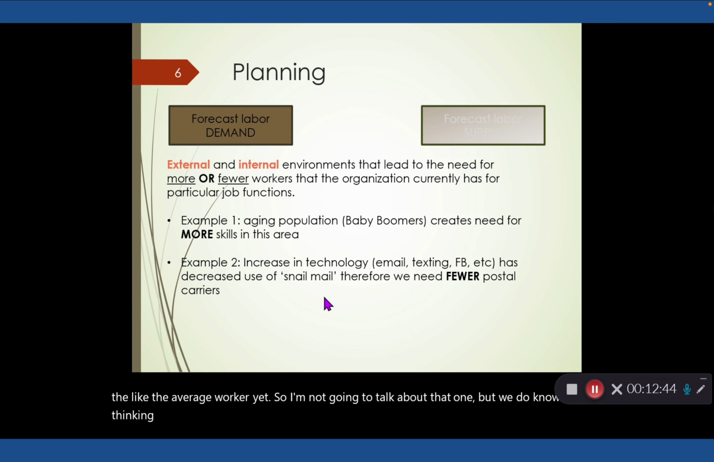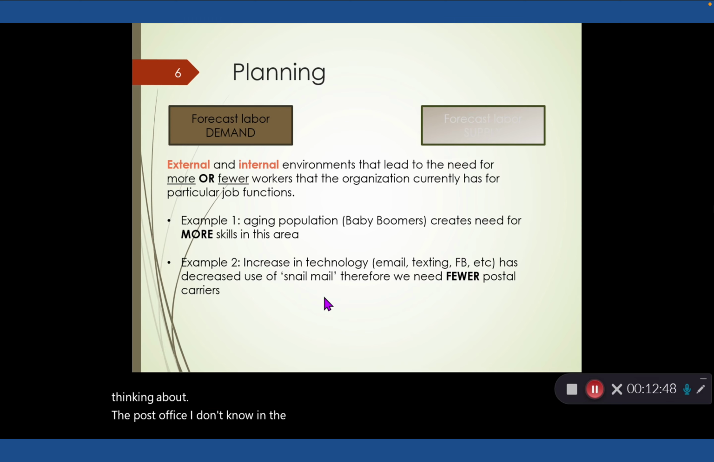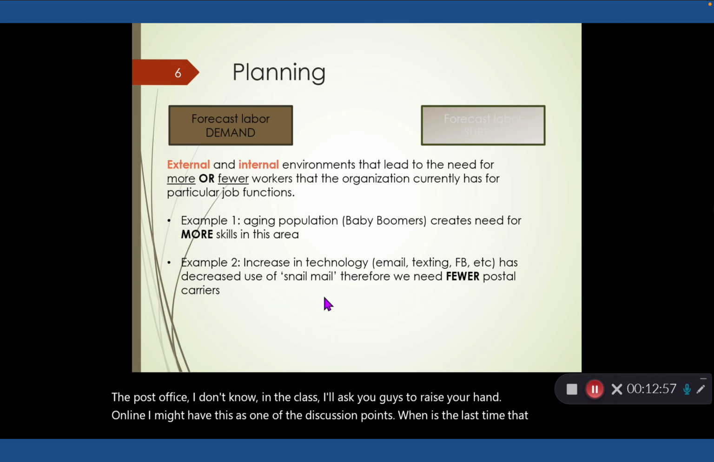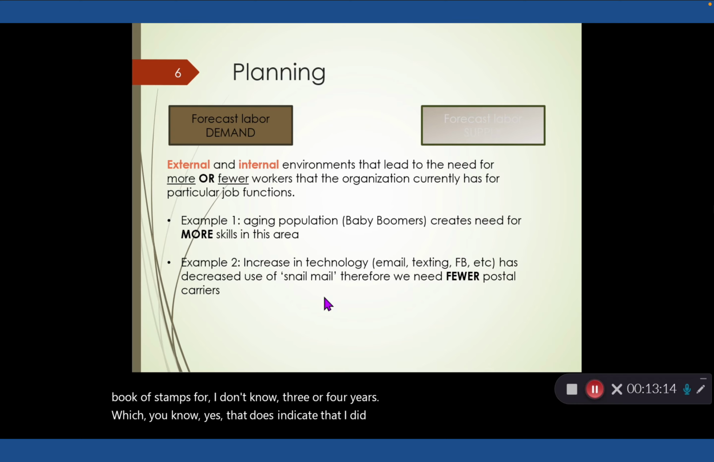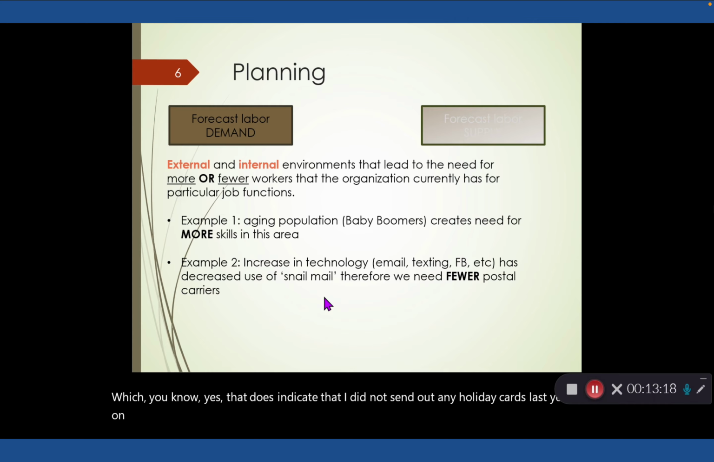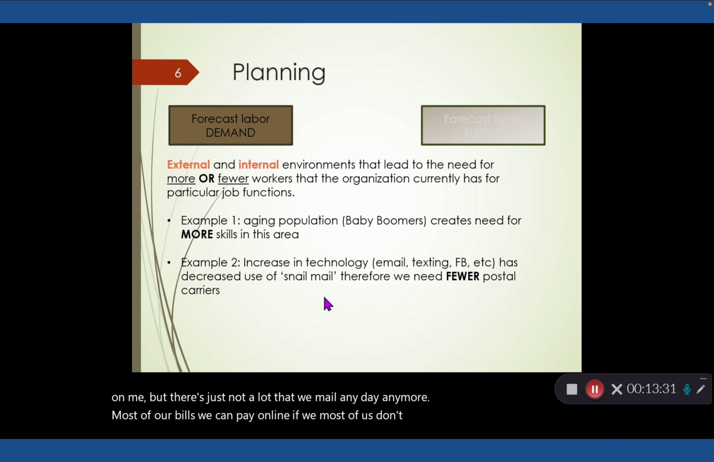So thinking about the post office, I don't know. In the class, I'll ask you guys to raise your hands. Online, I might have this as one of the discussion points. When is the last time that you mailed anything? I have a book of stamps in my wallet, and I've had that book of stamps for, I don't know, 3 or 4 years. Which, yes, does indicate that I did not send out any holiday cards last year. Bad on me. But there's just not a lot that we mail anymore. Most of our bills we can pay online. Most of us don't really send out too many greeting cards.